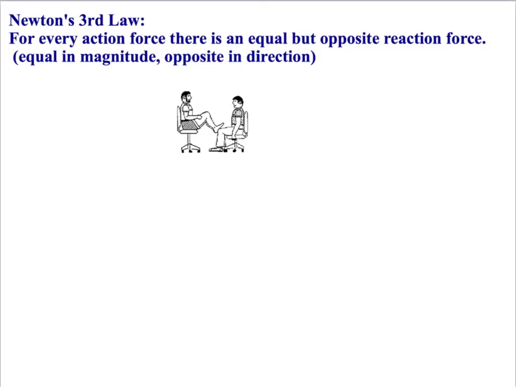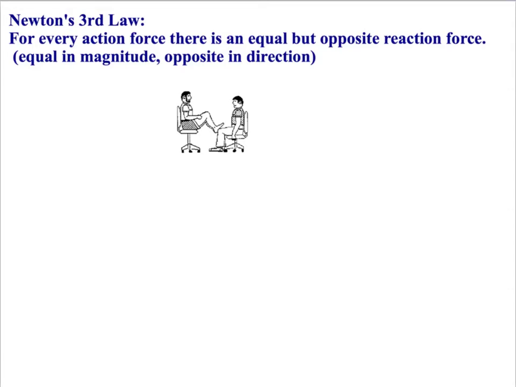So what Newton's law then says, in words, is for every action force, there's an equal but opposite reaction force. The equal part means equal in magnitude. So that means it's the same number. If the action force is, for example, I don't know, 10 newtons.